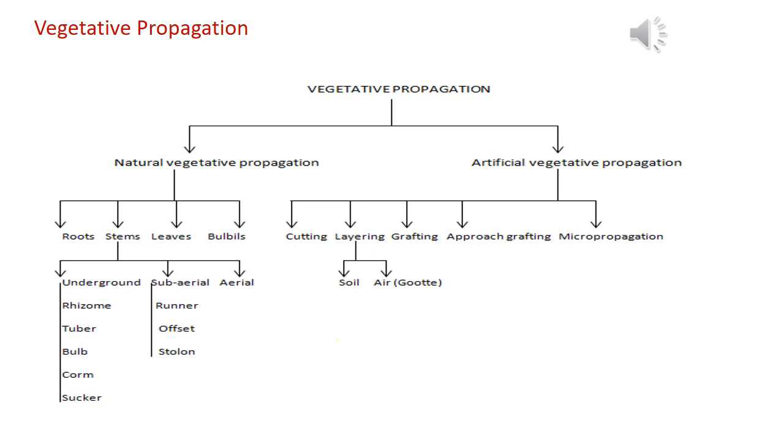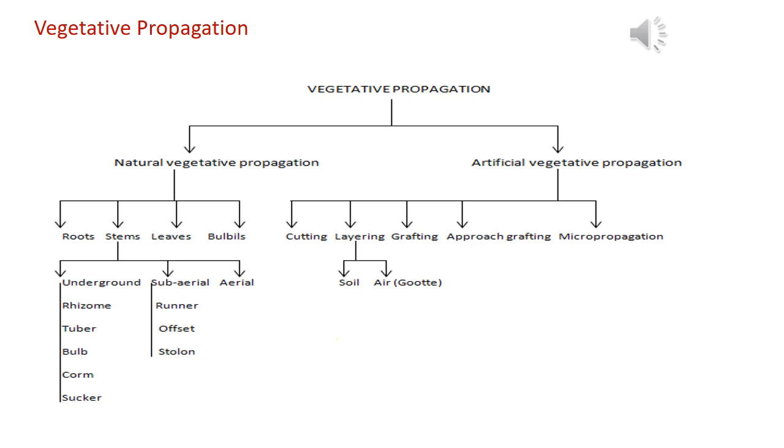In case of stem, it actually takes place in three ways. You can see the slide. One is by underground method, second is by subaerial method, and third is by aerial method. Underground method, inside the ground. Subaerial method, some part will be buried inside and some part will be exposed in atmosphere, whereas in aerial part the entire portion will be exposed in atmosphere.